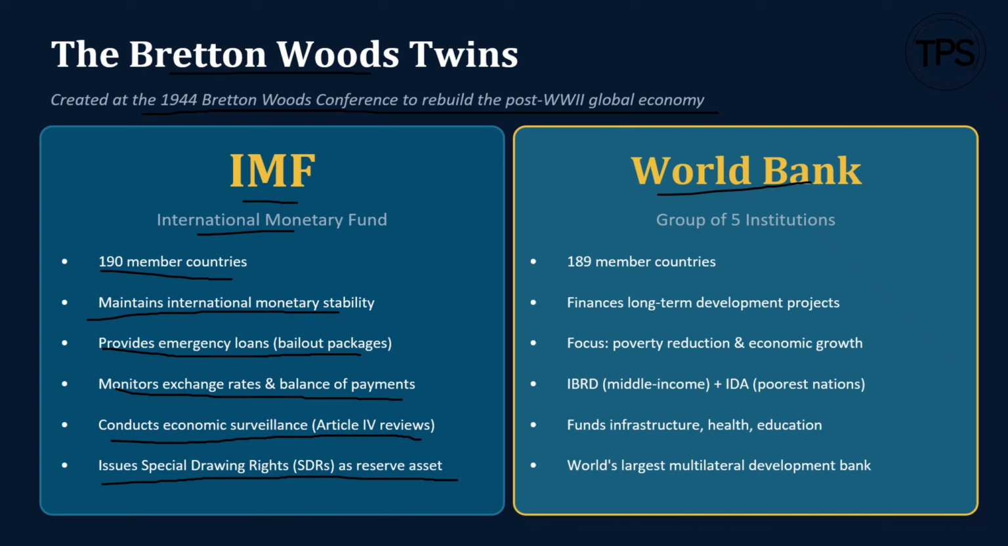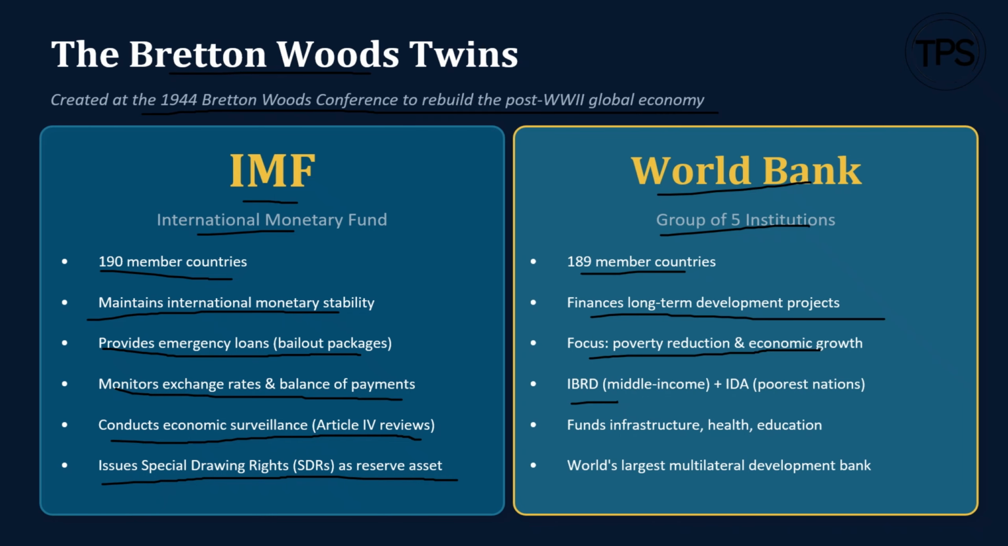Now the other one is World Bank. It is a group of five institutions. 189 member countries are there. It finances long-term development projects, focusing on poverty reduction and economic growth. IBRD is for middle income, and IDA is for the poorest nations.